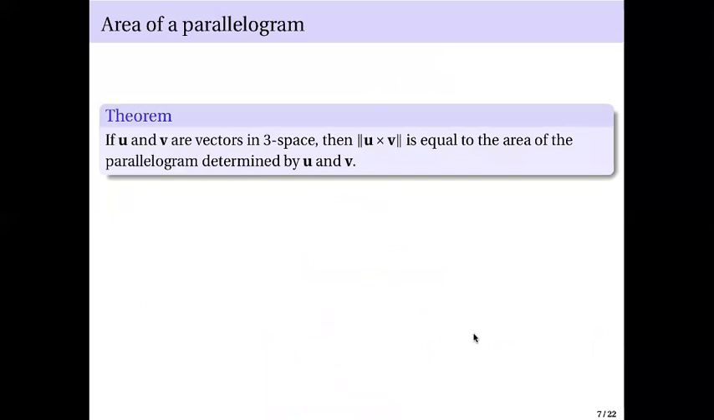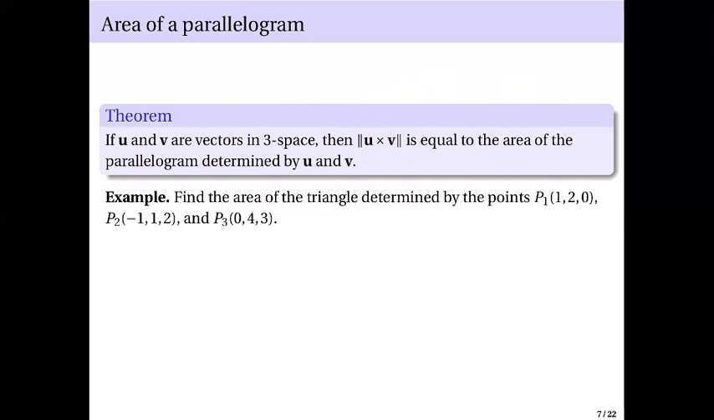So that is our theorem here. If u and v are vectors in three-space, then the norm of u cross v is equal to the area of the parallelogram determined by u and v. Okay? Let's look at this example.